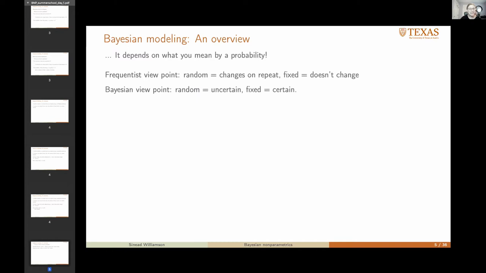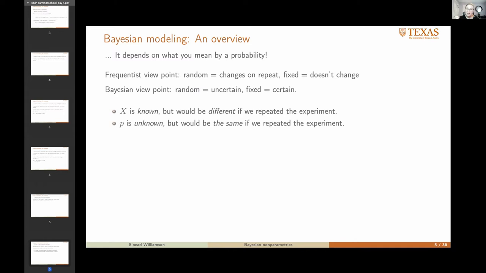Now, in this case, our sequence of heads, we know what it is. We know we got heads, heads, tails. But it would be different if we repeated the experiment. And our bias is unknown, right? We don't know the bias, but we know it's a constant. We know it would be the same if we repeated the experiment. We still wouldn't know it if we repeated the experiment, but it wouldn't have changed. That's a property of the coin.